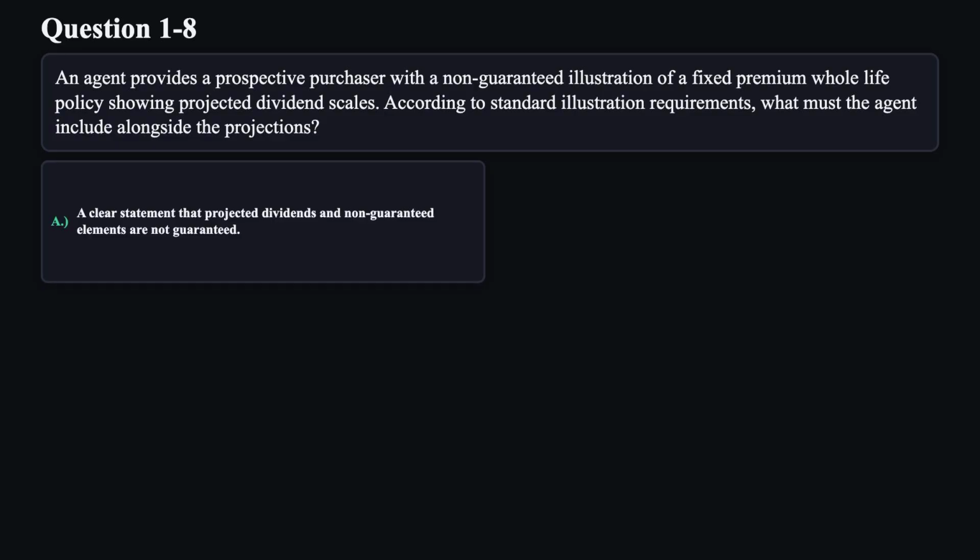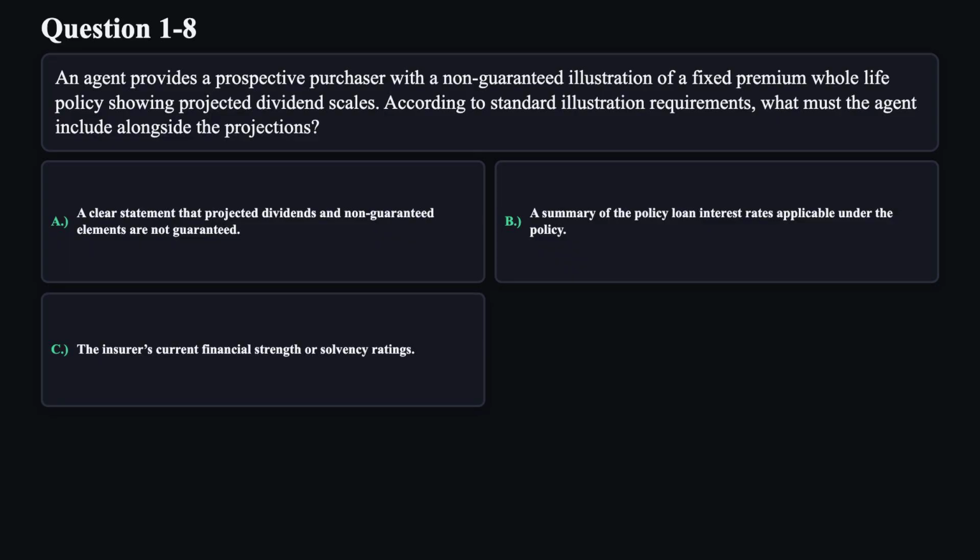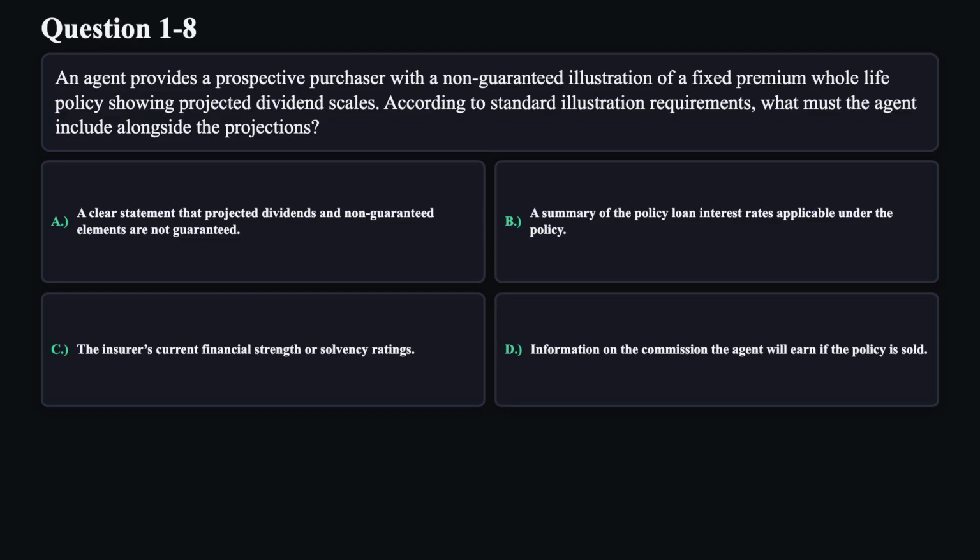A. A clear statement that projected dividends and non-guaranteed elements are not guaranteed. B. A summary of the policy loan interest rates applicable under the policy. C. The insurer's current financial strength or solvency ratings. D. Information on the commission the agent will earn if the policy is sold.